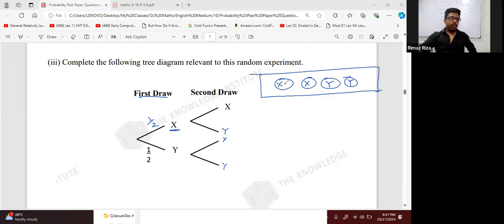Suppose you draw X, which means one of these two balls, and let's say you pick this ball. So no longer will that ball be in the box. Therefore, drawing the X ball for the second time is 1 out of 3, and Y is 2 out of 3. And suppose you pick Y first, then the probability of picking Y will be 1 out of 3, because if you take one out from the box and don't replace it, then only one Y ball will be there. So 1 out of 3, and this is 2 out of 3. Do you understand? This is if we didn't replace.